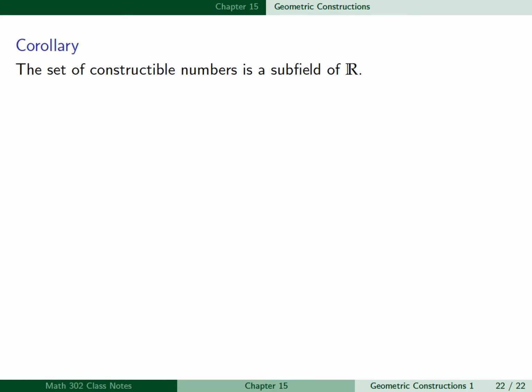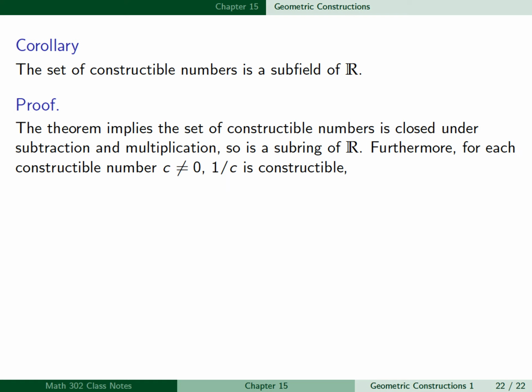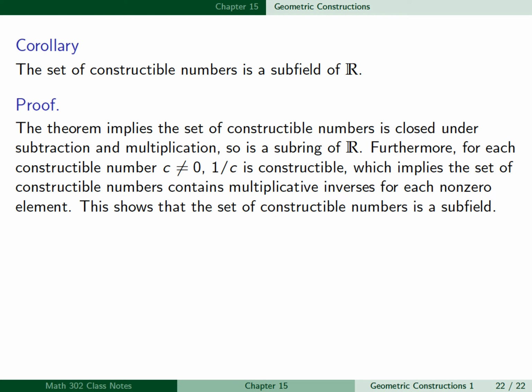For our second corollary, the set of constructible numbers is a subfield of R. To prove this, first note that the theorem implies that the set of constructible numbers is closed under subtraction and multiplication, so is a subring of R. And furthermore, for each constructible number c not equal to 0, 1 over c is constructible, which implies the set of constructible numbers contains multiplicative inverses for each non-zero element. And this shows that the set of constructible numbers is a subfield.